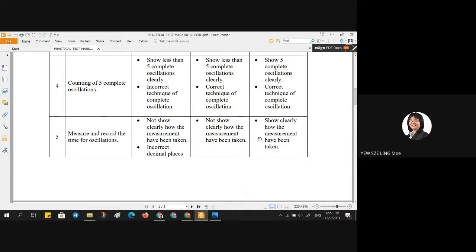And then measure and record the time. You just show me the picture of your phone, because I want to see after you press the stop button, you show me the timer. You can show it in video, of course, or in a picture, because I want to see whether you get the correct decimal places or not.